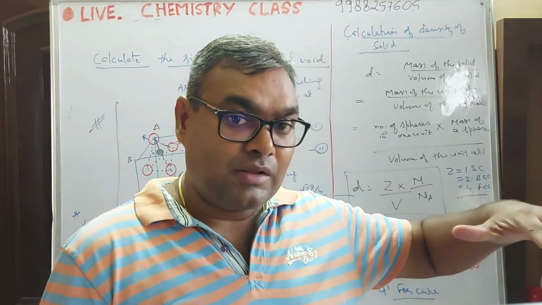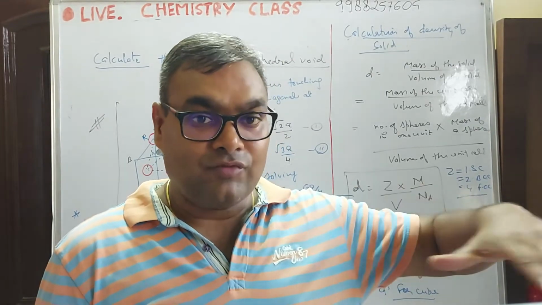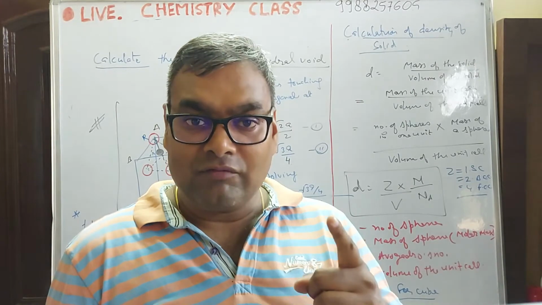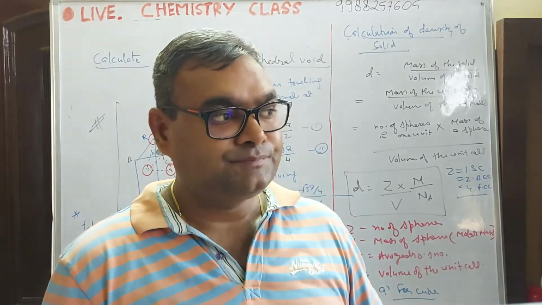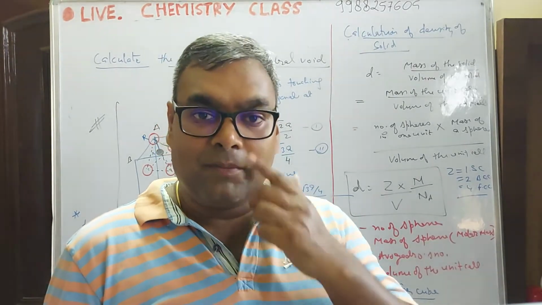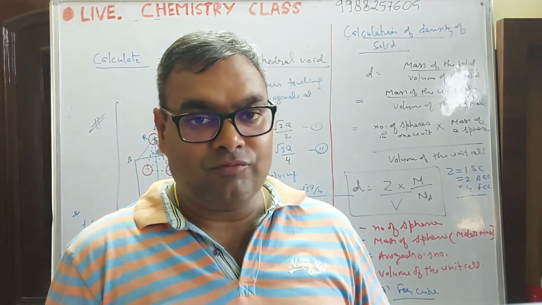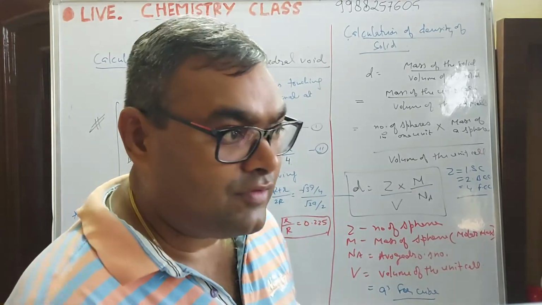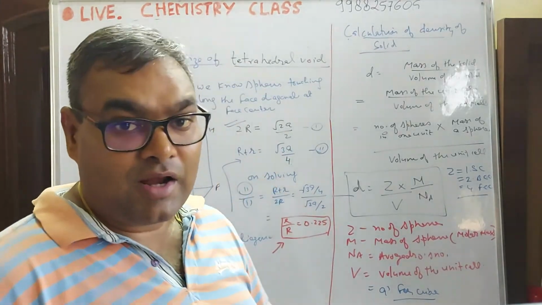Over the 2D hexagonal close packing, two new types of voids are formed. One is the octahedral void, another is the tetrahedral void. We discussed the octahedral void in detail and also found out its size. Now I am going to discuss how you can find out the size of the tetrahedral void.